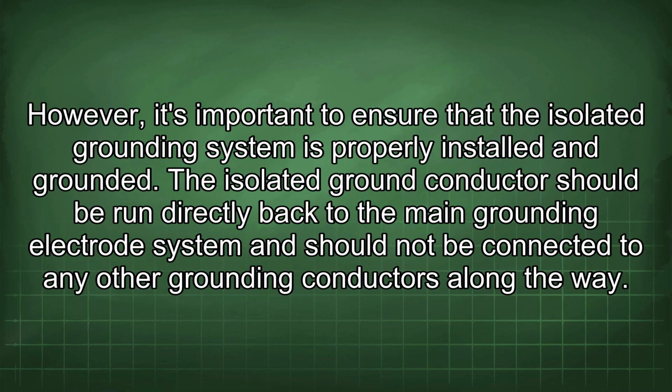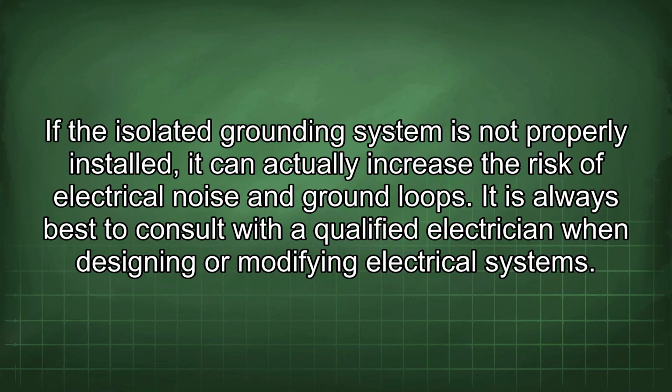However, it's important to ensure that the isolated grounding system is properly installed and grounded. The isolated ground conductor should be run directly back to the main grounding electrode system and should not be connected to any other grounding conductors along the way. If the isolated grounding system is not properly installed, it can actually increase the risk of electrical noise and ground loops. It is always best to consult with a qualified electrician when designing or modifying electrical systems.